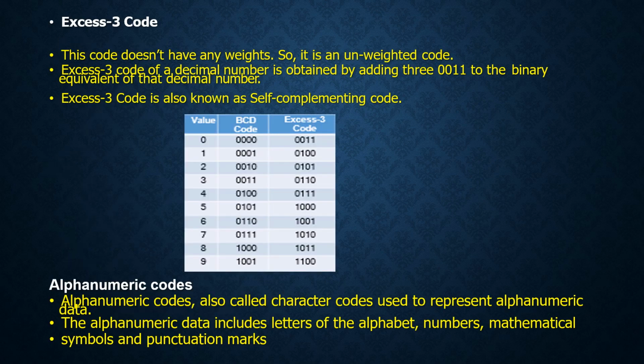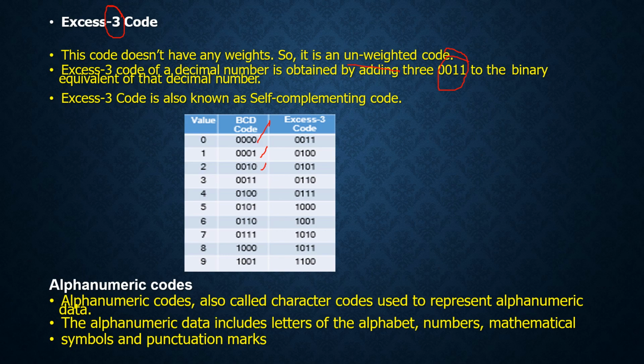So what is XS3? XS3, as the name suggests, has a 3. The code doesn't have any weights because, as we already studied, it's a non-weighted or unweighted code. The XS3 code of a decimal number is obtained by adding 3 to the binary equivalent of the decimal number. Binary equivalent is these values. To that, if you add 3, you will get the XS3 code.